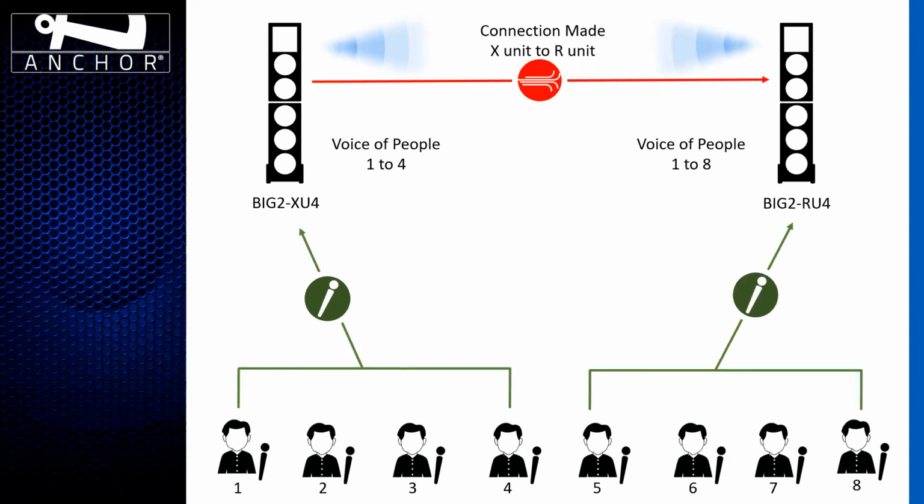But when you connect the Bigfoot on the right with people 5 through 8, as you can see, the Bigfoot 2 RU4 on the right has all the people's voices 1 through 8. Perfect. But look at the Bigfoot on the left with the XU4. Only voices 1 through 4, because there's no way to get people 5 through 8 back over to the Bigfoot XU4. So that shows you that one of the 2 Bigfoots will get all 8 people, but not both.